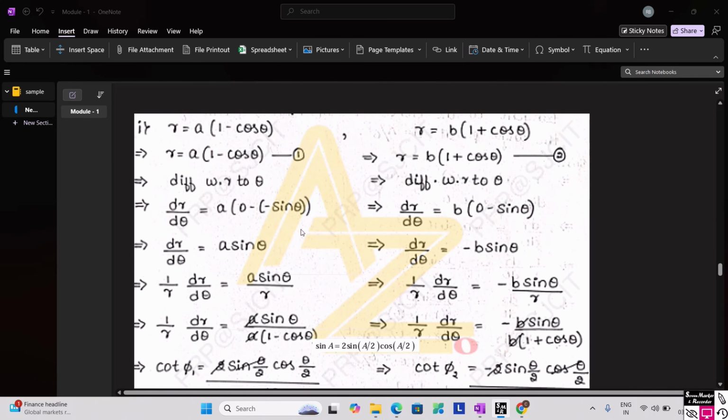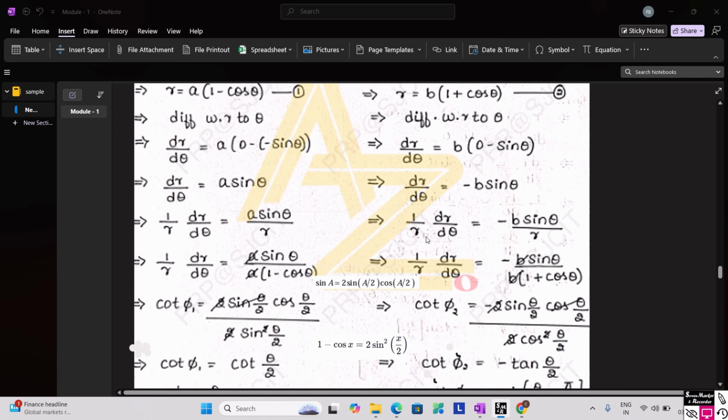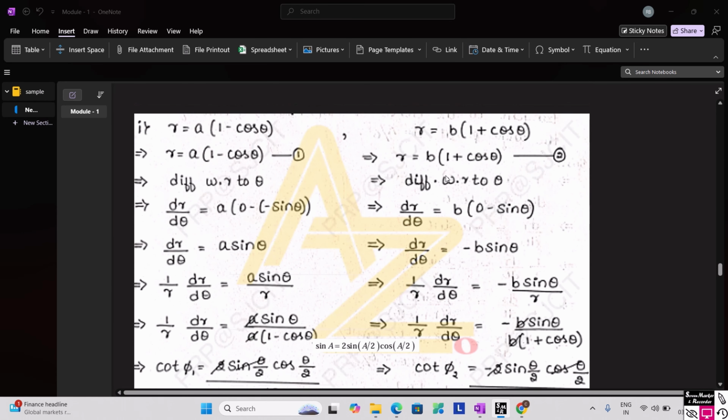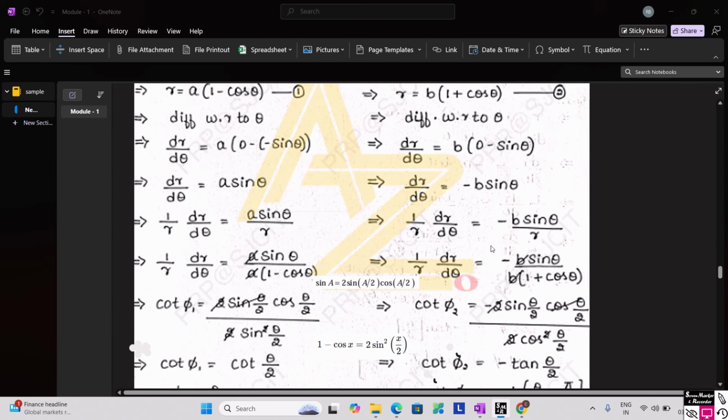Coming to the second equation, similarly we need to differentiate with respect to theta. On differentiating, we get dr by d theta equal to b into 0 minus sin theta. So after differentiation and simplification, we get minus b sin theta. Now here also we need to multiply both sides with 1 by r, then we get 1 by r. So plug in the r value, see, here it is the r value. Plug this value in here. Okay, on plugging we get b as common, and b gets cancelled. 1 by r into dr by d theta is nothing but cot phi 2.